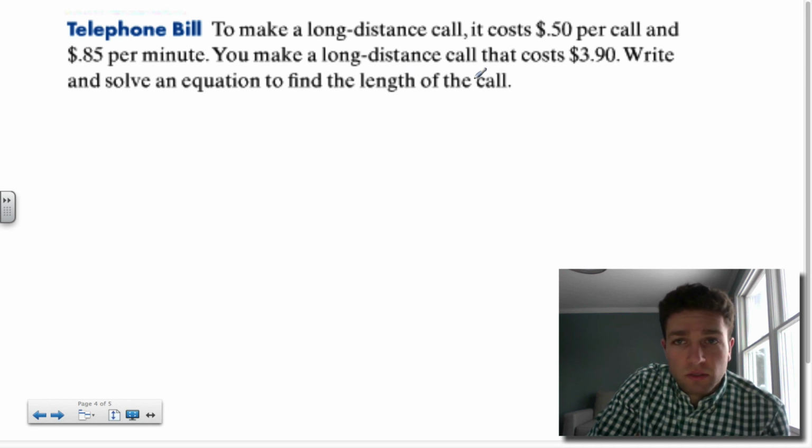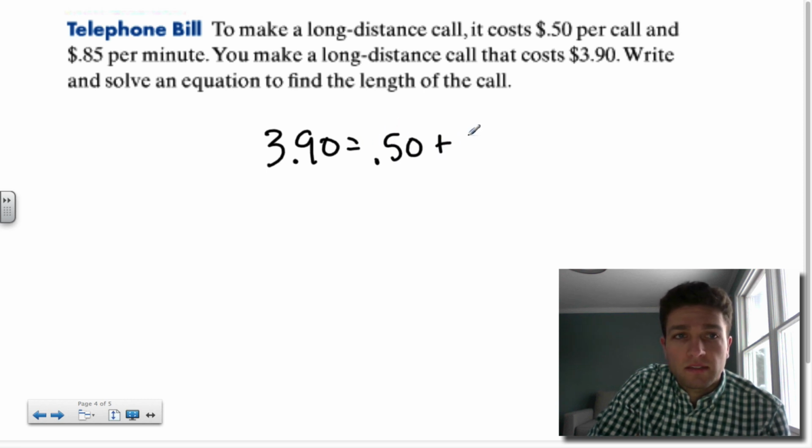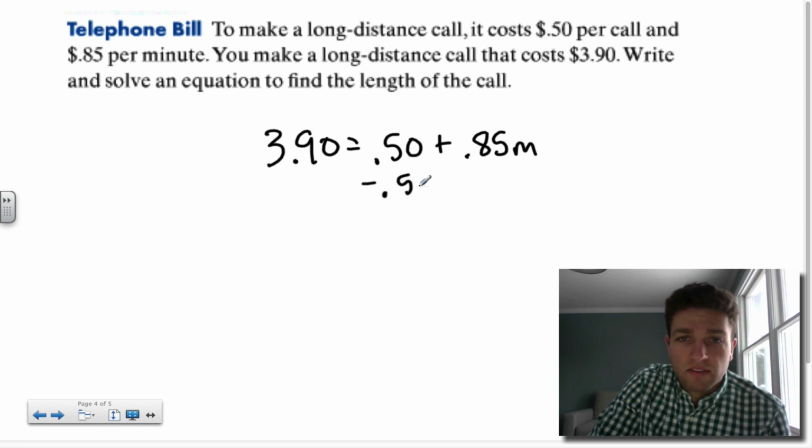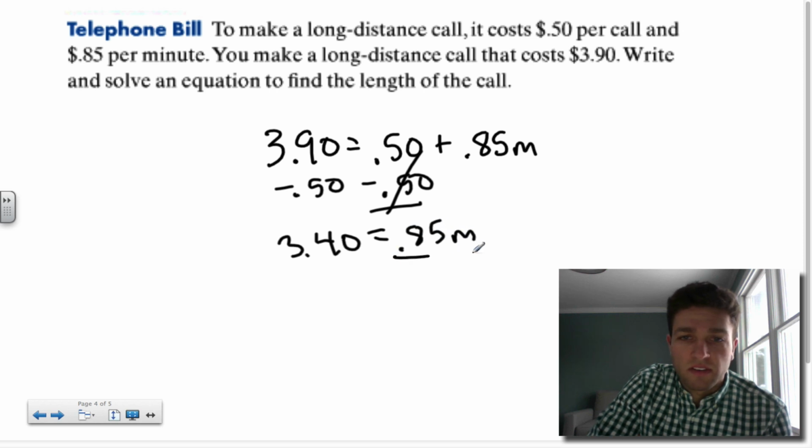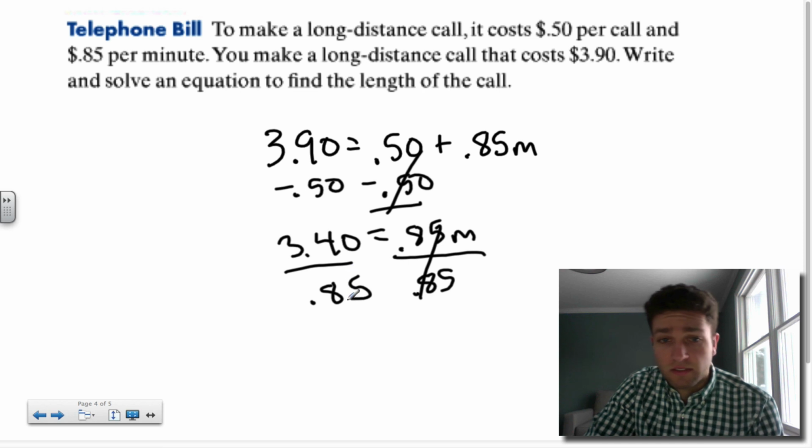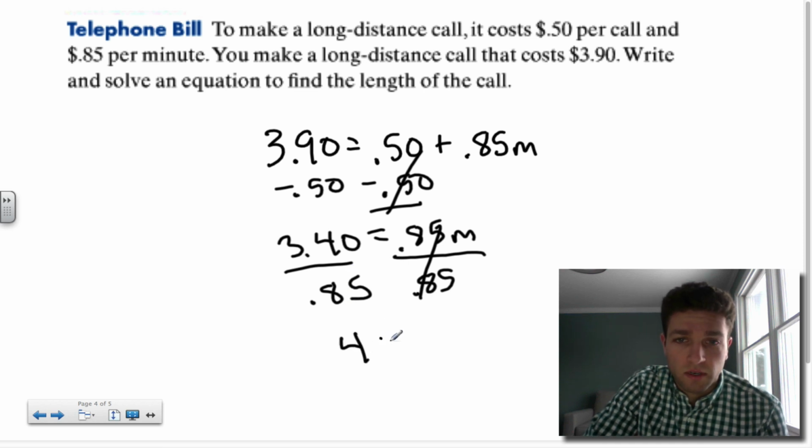Well, I'm seeing the total of the call was $3.90, which is equal to you spending 50 cents plus 85 cents per minute. And to solve that, I'm going to subtract 50 cents from both sides. And then to finish it off, I need to divide each side by 85 cents. And if you do this division, $3.40 divided by 85 cents should get you 4.